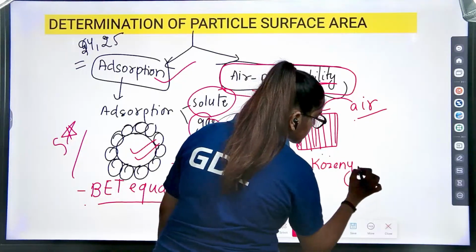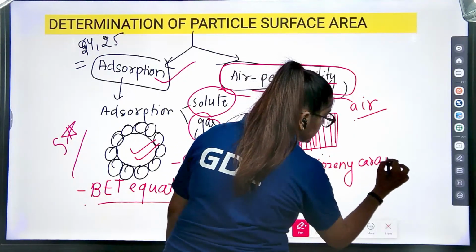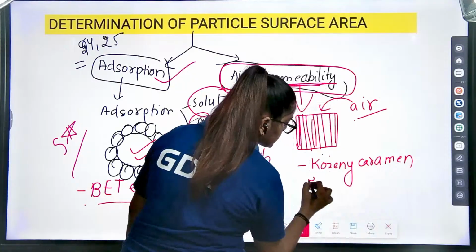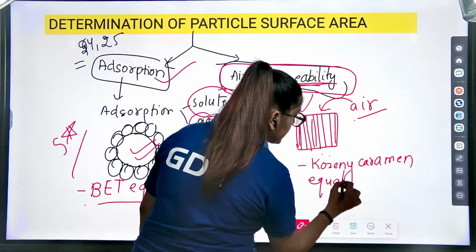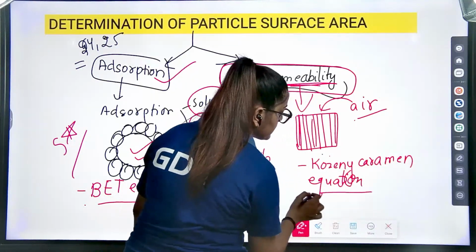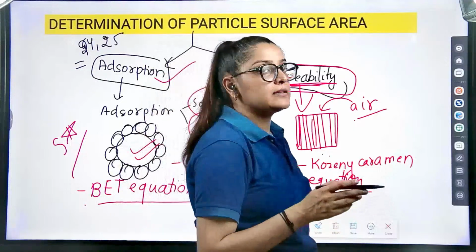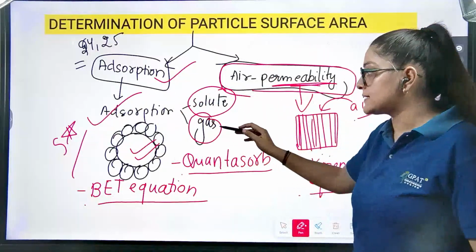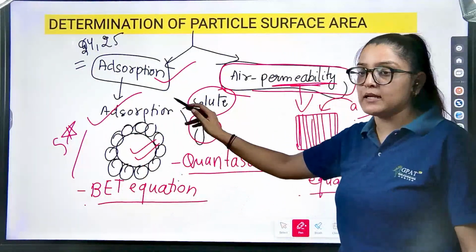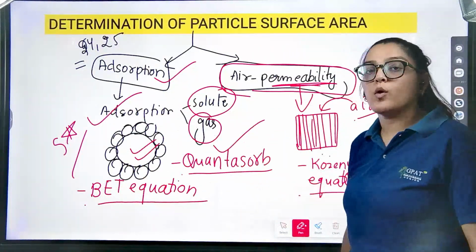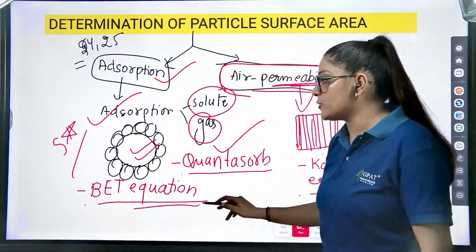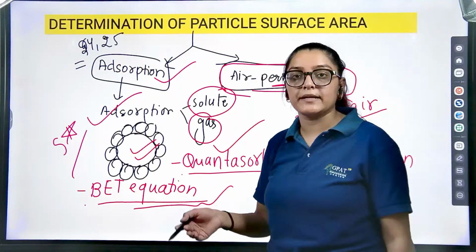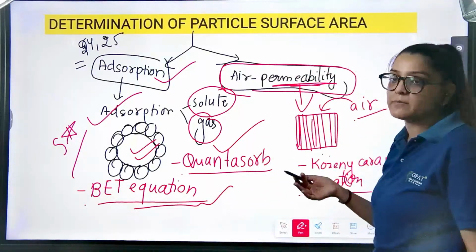GGSw equation. GGSw equation, GPAT 2025 question. GGSw equation, right? So you have seen number one is the adsorption method, for which the solute or gas can be adsorbed over the particle, right? The instrument is QuantaSorb. Then the BET equation is generally applied to calculate the surface area. We will see what the BET equation is.